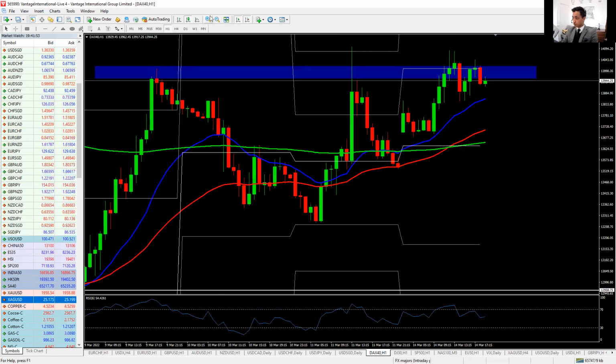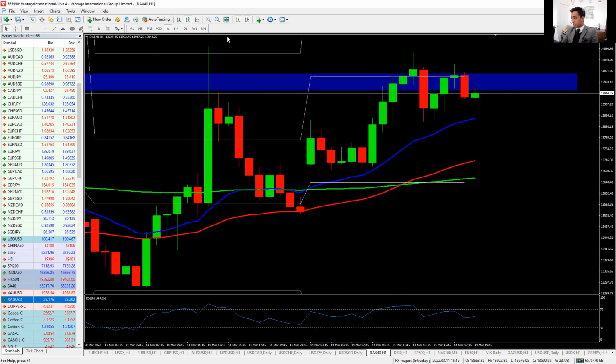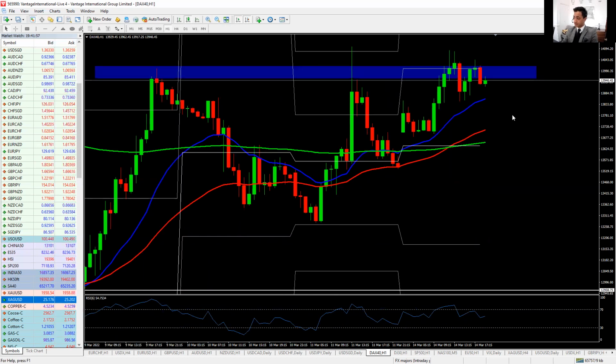You can see now price is consolidating in this area, which again is not a problem. It just means we need to wait for the market to make a decision. As soon as we see that, then we can take a move to the upside. So yeah, indices long, definitely on the list this week.